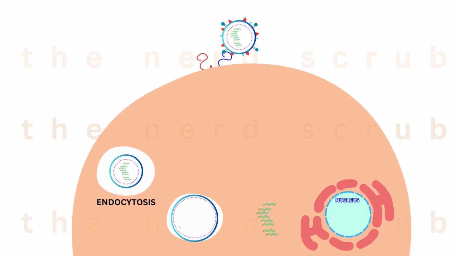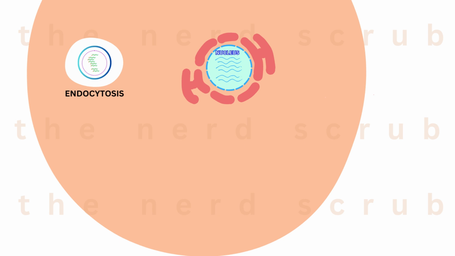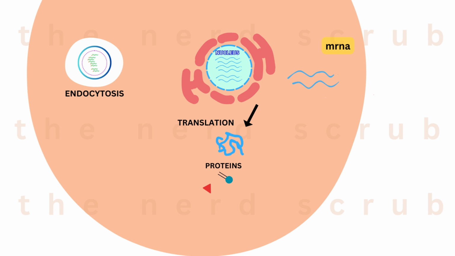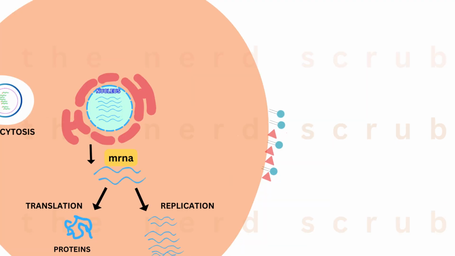Then the viral RNA segments are transported to the nucleus, where they serve as template for the messenger RNA synthesis. And viral RNA polymerase complexes then synthesize the messenger RNA, which is exported to the cytoplasm for protein synthesis. Then the RNA segments are also replicated to produce new viral genomes. The viral proteins that are synthesized in the cytoplasm are then transported to the cell membrane.